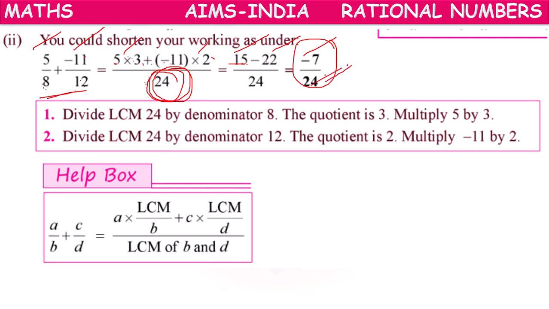Okay, children. So this denominator 24 is to be divided by this denominator 8; the quotient is 3. That quotient 3 is to be multiplied with the first numerator 5 and written here. Same, while doing this, the common denominator is to be divided by this 12; 2 will be the quotient. With 2 we have to multiply the numerator and write here.